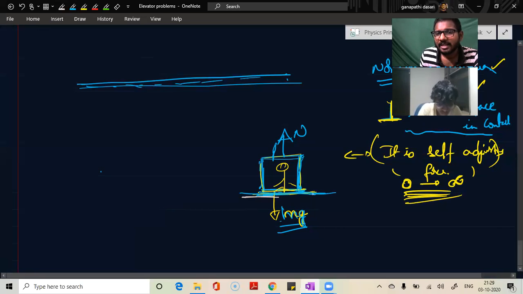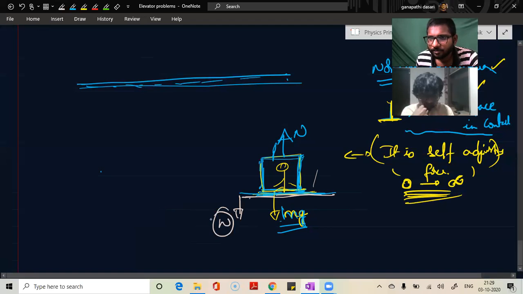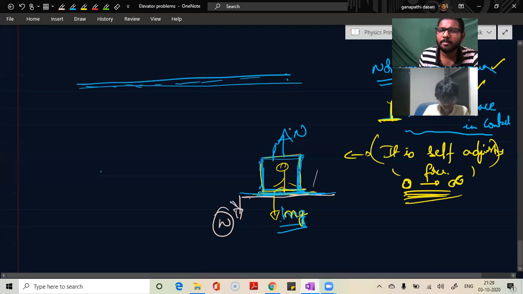Then, Hassan, carefully understand another point. You might say, according to Newton's third law, equal and opposite forces will act. On the ground also there will be a normal reaction acting. So then this normal and this normal should cancel out each other. But actually they will not cancel.